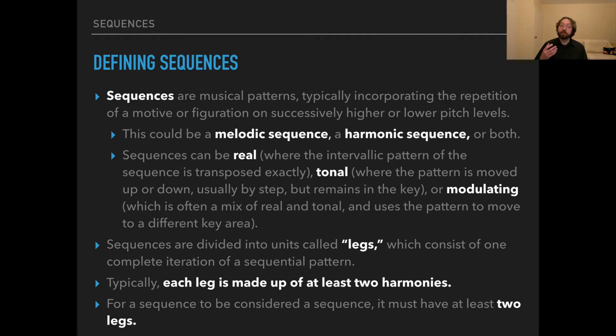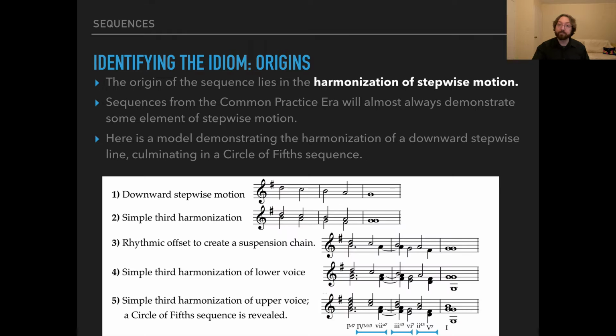Typically, each leg will consist of at least two harmonies, but we will see some sequences today where there are more than two harmonies in a leg. And for a sequence to be considered a sequence, it must have at least two of these legs. If it only had one leg, it would just be a melodic statement. It needs an additional leg at a higher or lower pitch level in order for it to be a sequence.